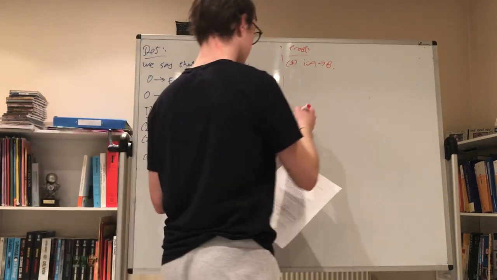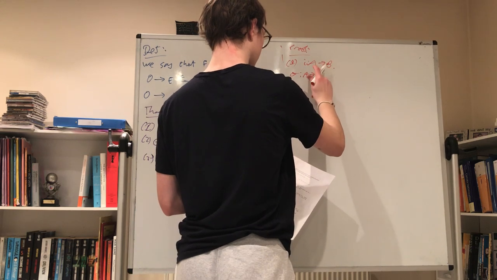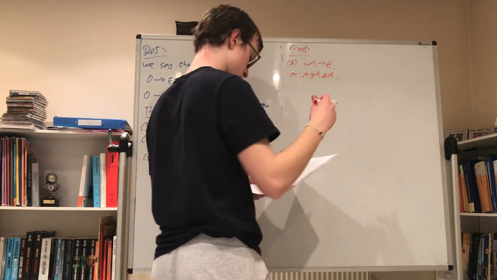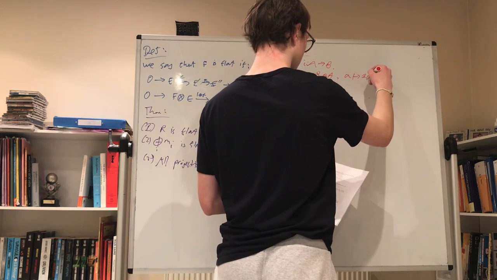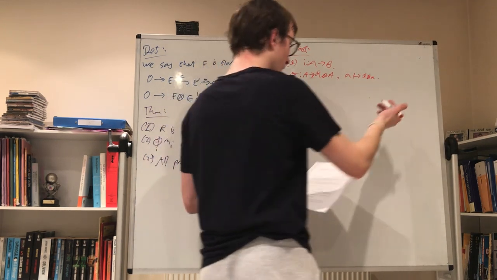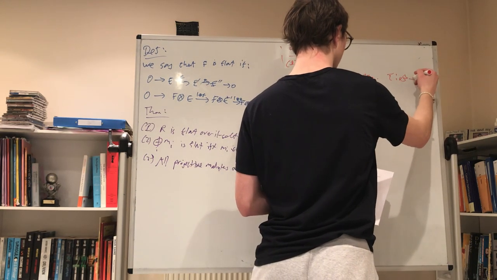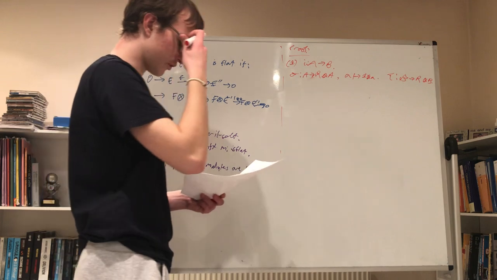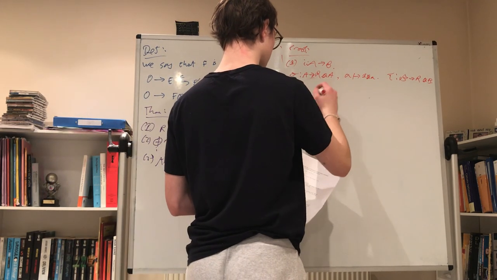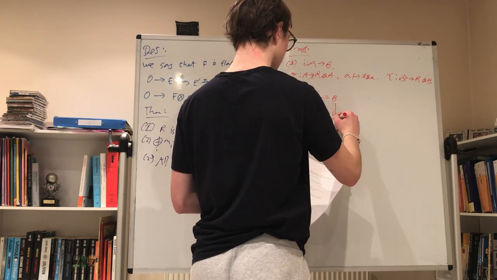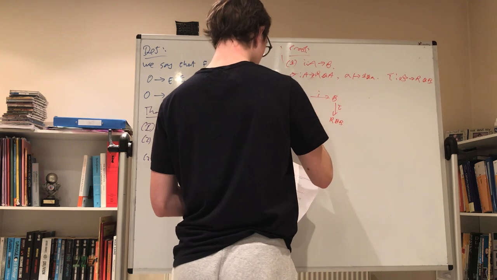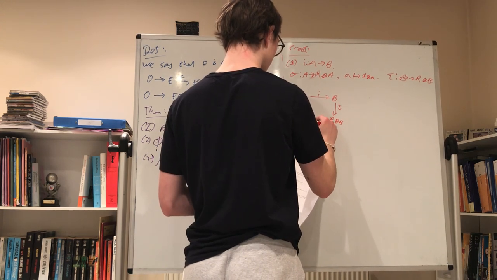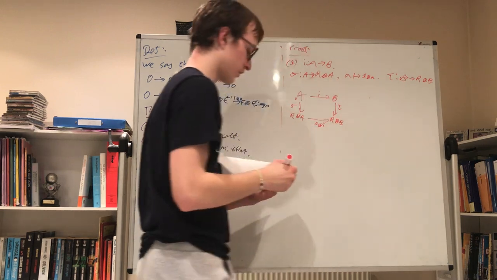Then, if we have isomorphisms sigma from A to R tensor A, given by A maps to 1 tensor A, and tau from B to R tensor B, given similarly, then we have a commutative diagram as follows. A to B via I, then we go down to R tensor B via R tau, we go down to R tensor A via R sigma, and we go here via 1 tensor I. So this commutes.